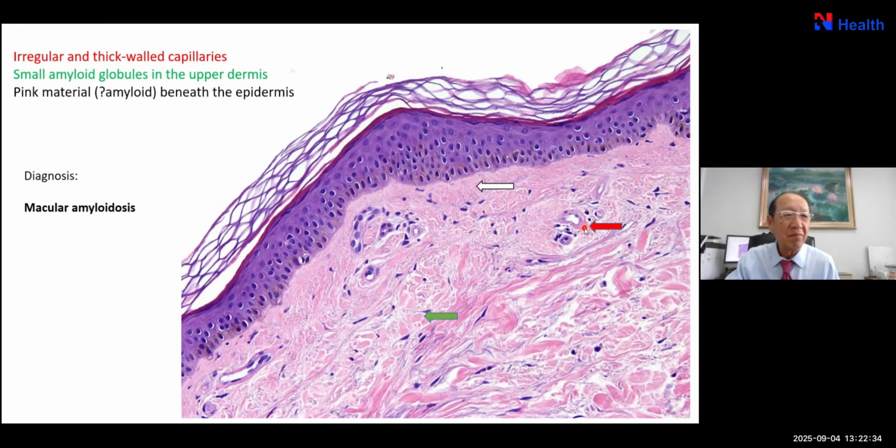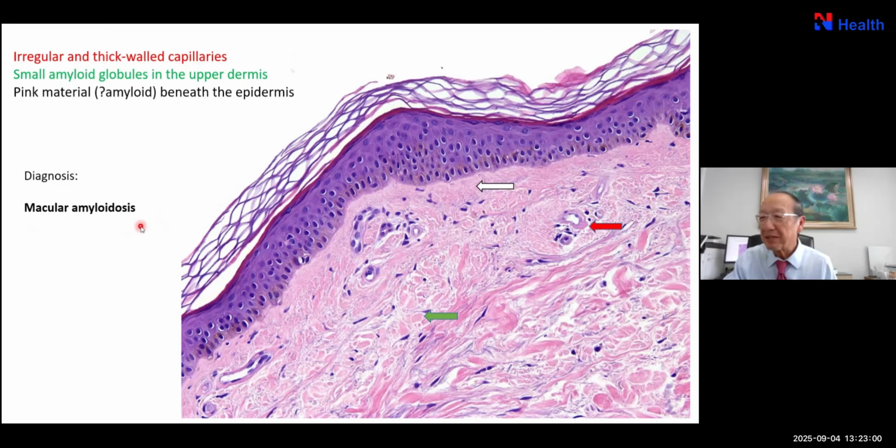This is macular amyloidosis. It's amyloidosis, but the thin form is macular amyloidosis. If it's more severe, it will be easier to diagnose. It's called papular or nodular amyloidosis. That will be obvious. But macular amyloidosis is a tough one. This is one of the few cases that we have problems with.